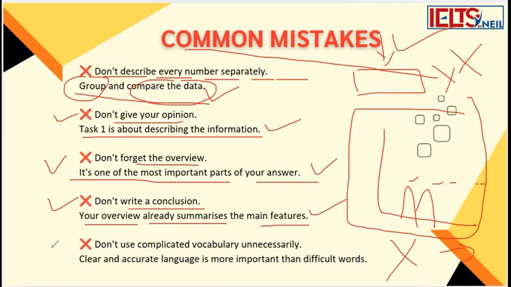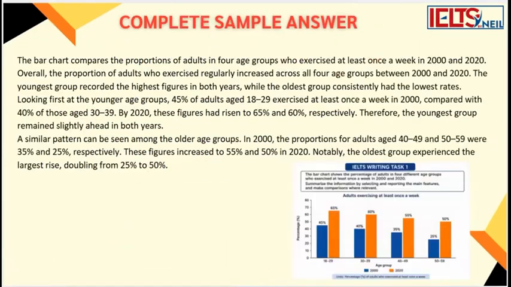That's it. And the last one is don't use complicated vocabulary unnecessarily. So don't make things complicated for yourself and for the examiner as well. Use clear, accurate language to make the important things clearer rather than using difficult words that make the sentences unnatural. Now, this is how our complete task one is going to look. So this will be the introduction, overall statement. This is the first body and the second body paragraph, right?